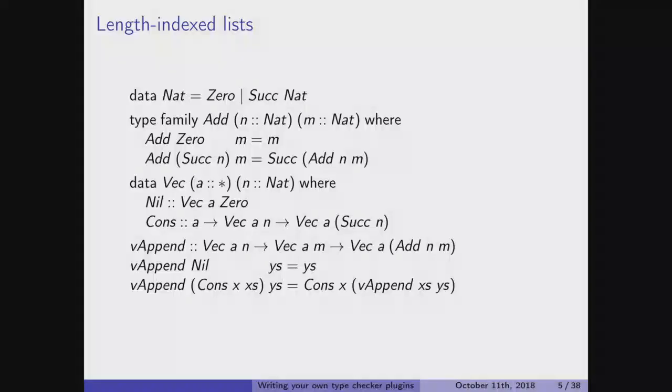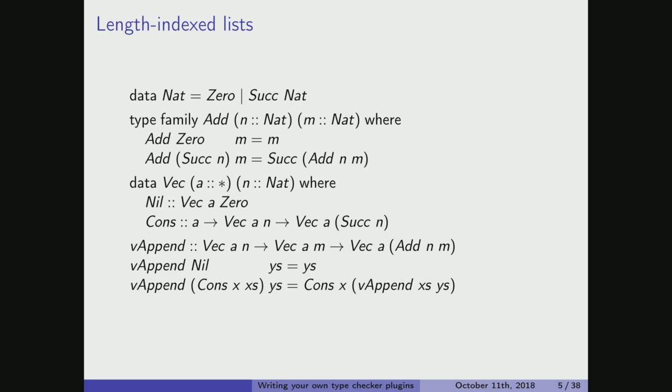Okay, so we can use these type level natural numbers to define length indexed lists. So a list that takes an index that tells us how long the list should be. We just say that an empty list has length 0, and if we cons something to that list, we increase the length of that list by 1.